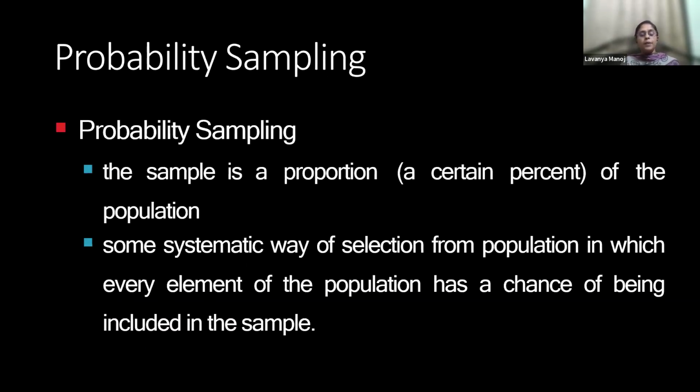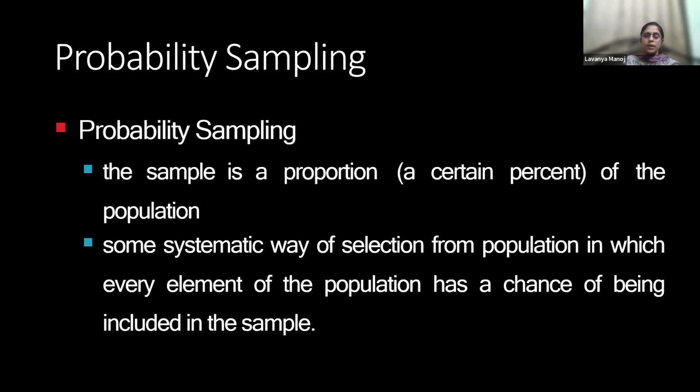Probability sampling means the sample is a proportion, a certain percent of the population. You are going with probability, not specifically selecting from the population. You're not saying, I'm going to get feedback from this particular person or that particular person. Not in that way. It is just random selection.